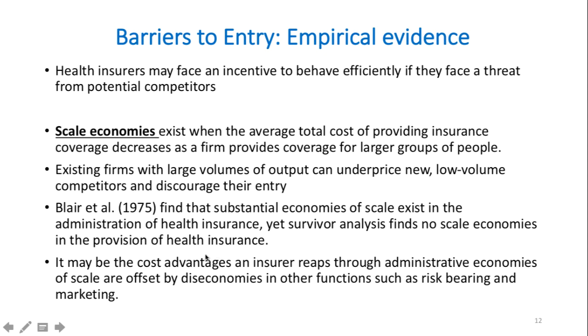So based on the empirical studies, we have a kind of contradiction in the results. It may be that the cost advantages insurers reap through administrative economies of scale are offset by diseconomies in other functions such as risk bearing and marketing. So in total, the empirical studies don't show any scale economies in the health insurance industry from increasing the number of the output.